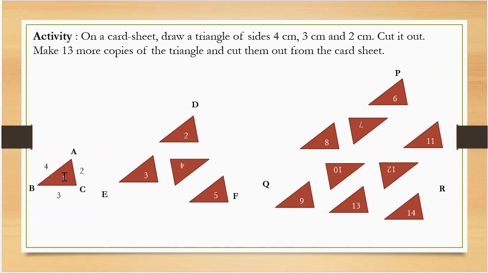Same to same, you have to make 13 copies. So this is one. Same to same, you have to make 2, 3, 4, 5, 6, 7, 8, 9, 10, 11, 12, 13, 14. This is 1, so with 1, if you make 13 more, you will get 14 triangles same to same. Now one original triangle ABC you keep as it is, and using the copies which you have made, you have to make this similar figure.